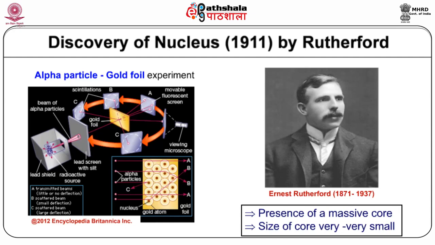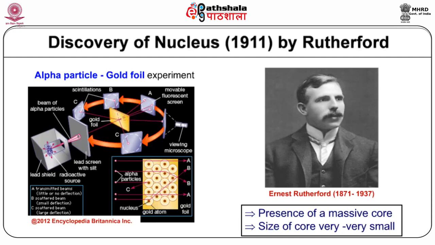What he found in the analysis is that most of the alpha particles were undeviated after passing through the gold foil. There were a few alpha particles which were scattered at a certain angle with respect to the initial direction of the alpha particle.